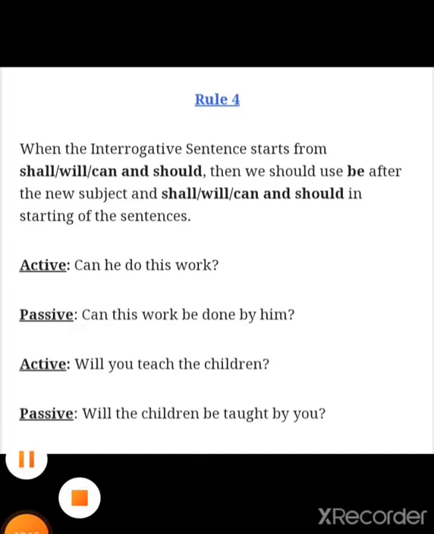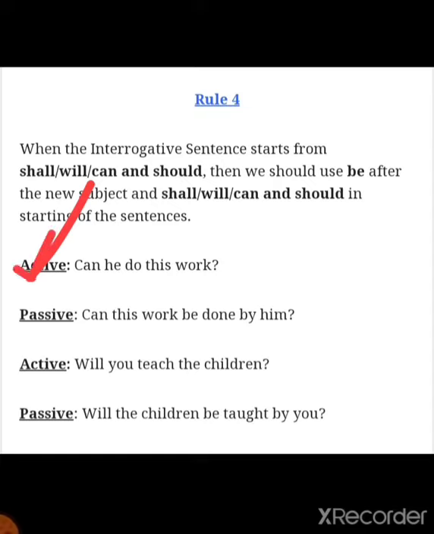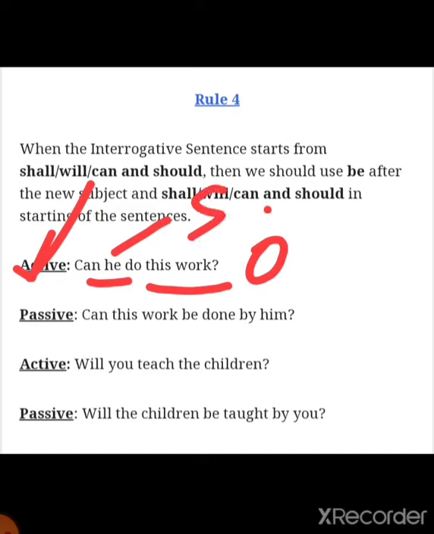Then what you have to do is, let me read the first example. Can he do this work? Basic rule remains the same. This work is the object, he is the subject. Okay, can do, can is the auxiliary verb, do is the main verb. So this work will come over here, he will go over there. So can this work, can will remain can. This auxiliary verb will remain the same. If the question starts with can, if the question starts with should, the words will remain the same.